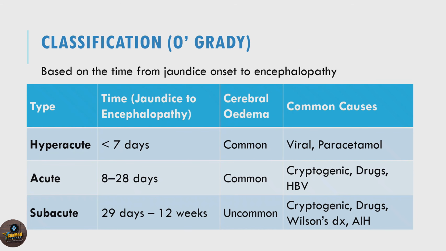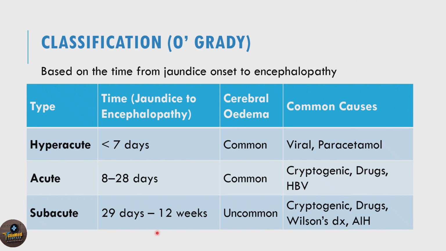The O'Grady classification of acute liver failure is based on the duration between the onset of jaundice and encephalopathy. This classification helps to guide prognosis and treatment decisions. It is classified as hyperacute, acute, and subacute. It is hyperacute if the time from jaundice to encephalopathy is less than 7 days. It is acute if it is between 8 to 28 days, and subacute from 29 days to about 12 weeks.